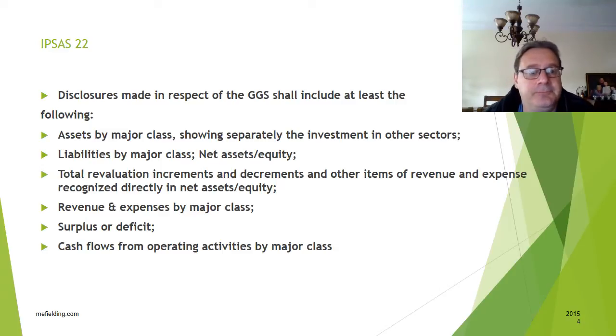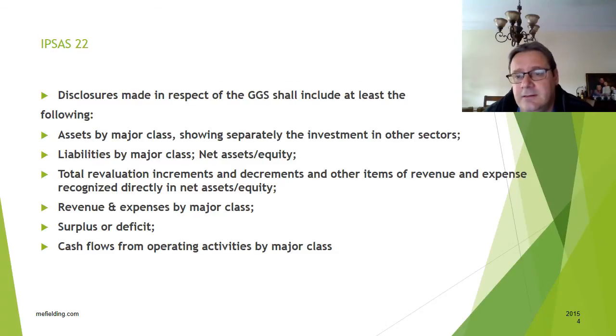So net revaluation increments and decrements. Decrements, is that a word? So revaluation increments and decrements. What revaluations have you made? That would be your land and buildings. So you've revalued the things up to market values. And then when you've got your impairment, you'll see these things coming down. Other items of revenue and expenses which are recognized directly in net assets and equity.